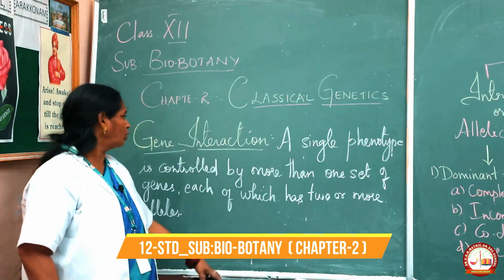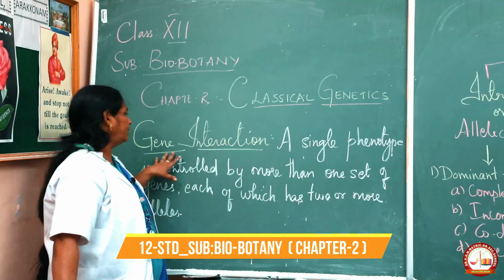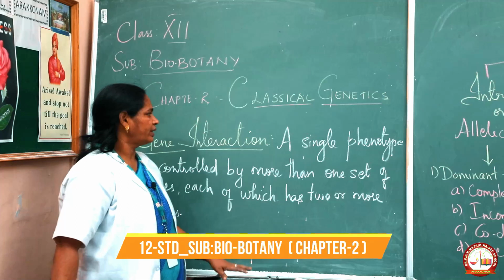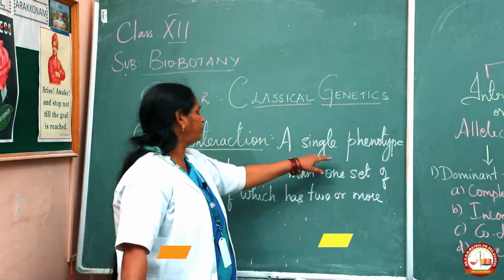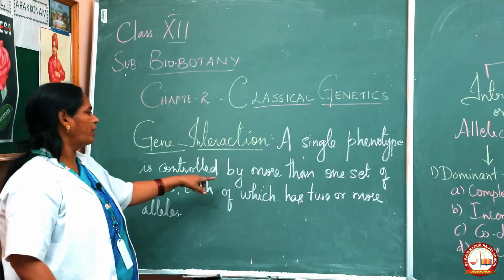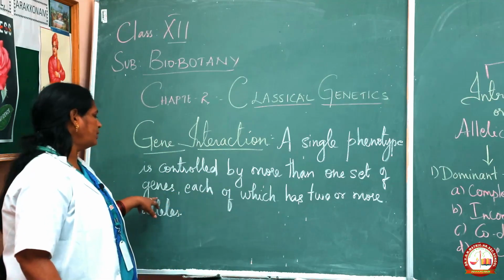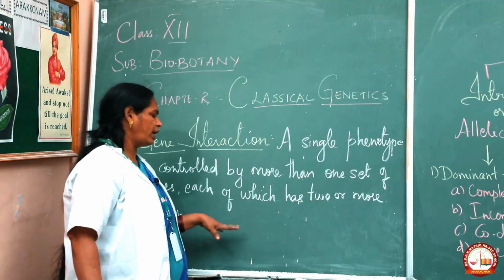In this chapter we are going to discuss gene interaction. See children, what is gene interaction? We have to know. A single phenotype is controlled by more than one set of genes, each of which has two or more alleles.